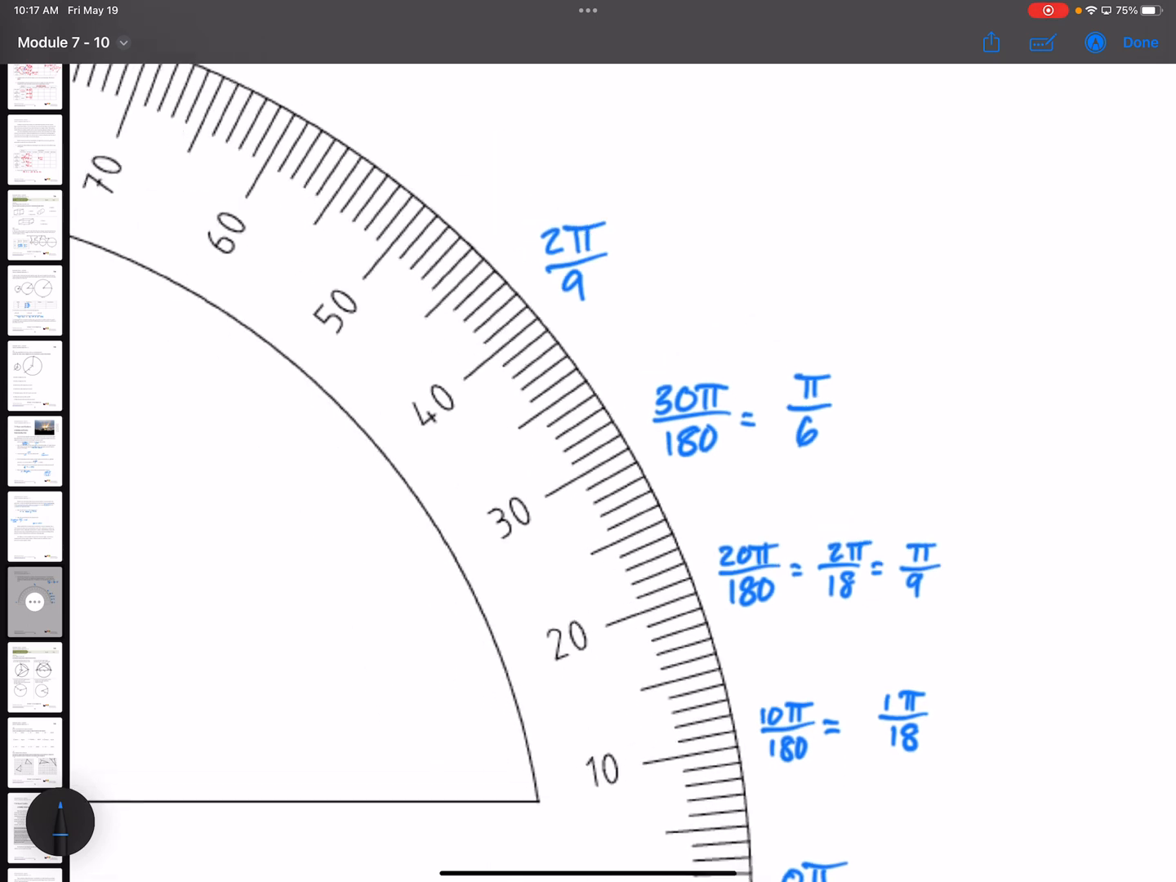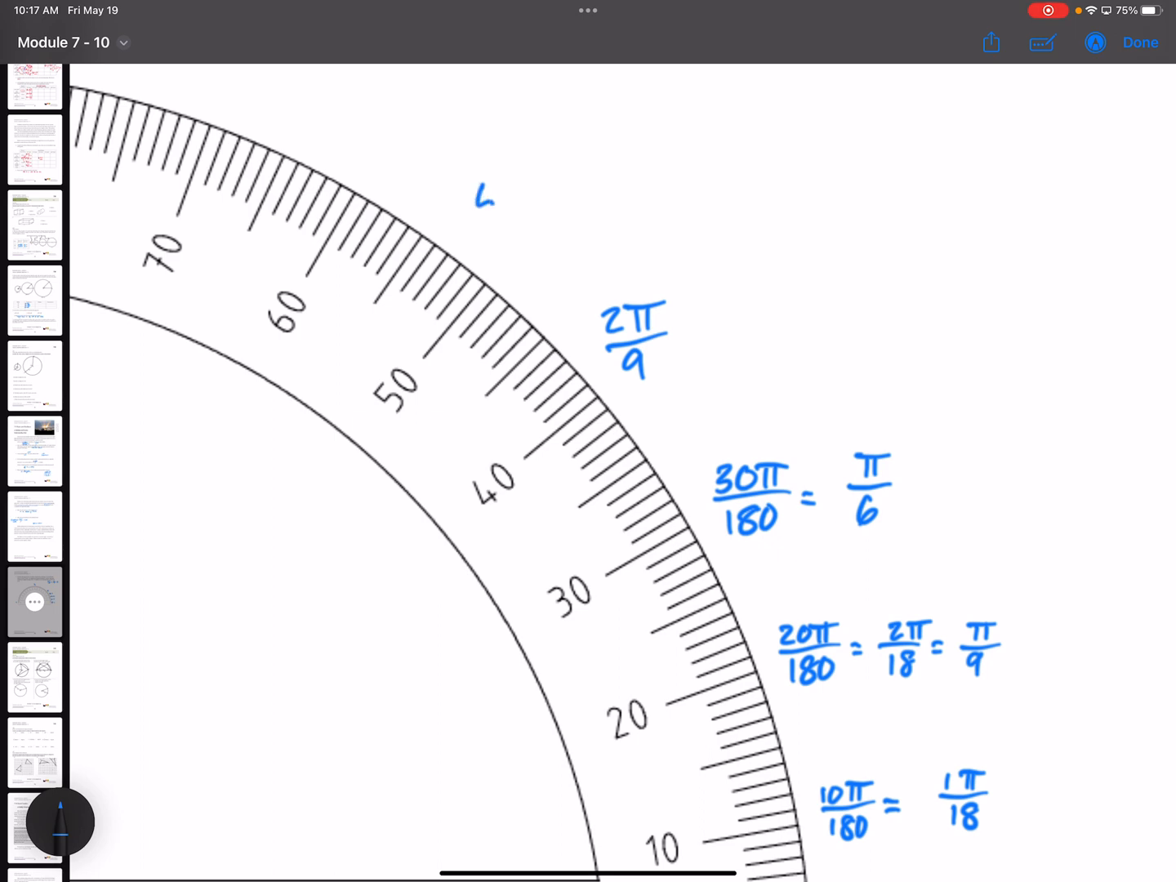We already got 40, so how about 50? 50 pi over 180. What do they both have in them? They both got 10. So 5 pi over 18. Do they have anything else in them? Correct. How about the next one?